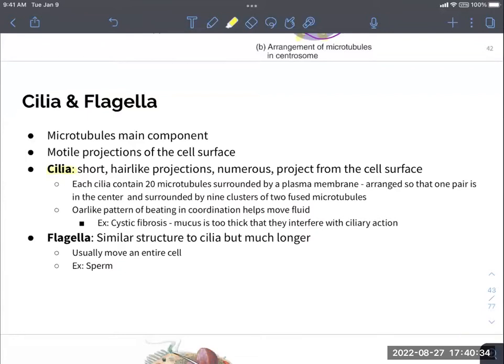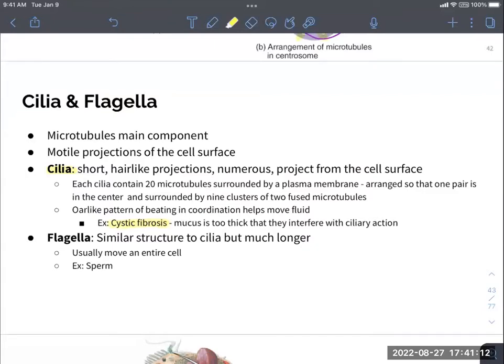They are found in your respiratory tract, in the trachea. They help move mucus away from the lungs, so they're constantly beating mucus up and away. If these did not work well, mucus would collect in your lungs and cause breathing problems. It would almost feel like you're drowning in mucus, like with cystic fibrosis. In cystic fibrosis, the mucus is so thick that cilia can't work.